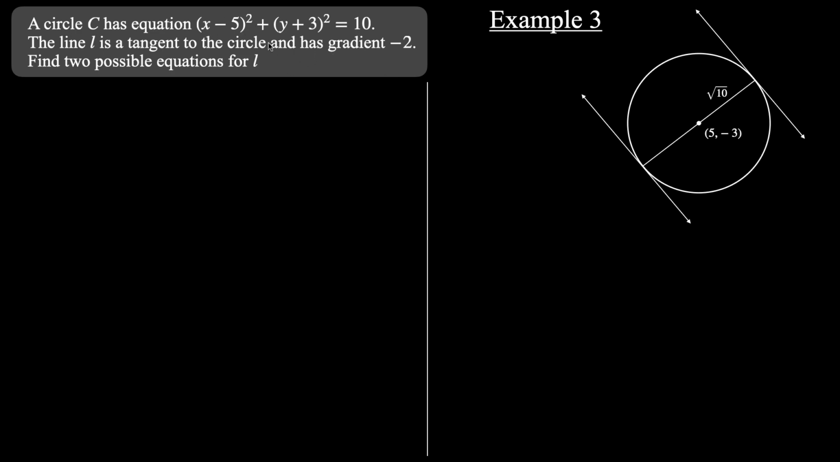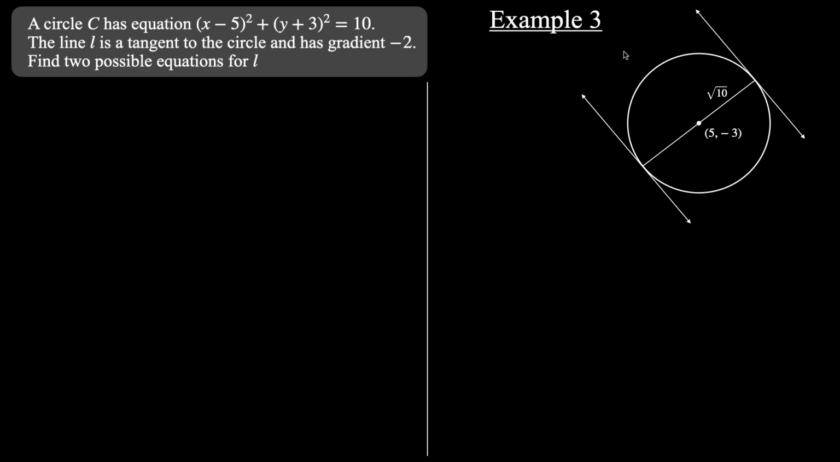So we have a center at 5, negative 3 from the equation, and the radius, remember, is the square root of this number, so it's the square root of 10. And the reason it says two possible equations for L is because the tangent either could be up here, so this would have a gradient of negative 2, or it could be down here. This line would also have a gradient of negative 2. So we're going to get two lines with two equations, and we need to find what those equations are.